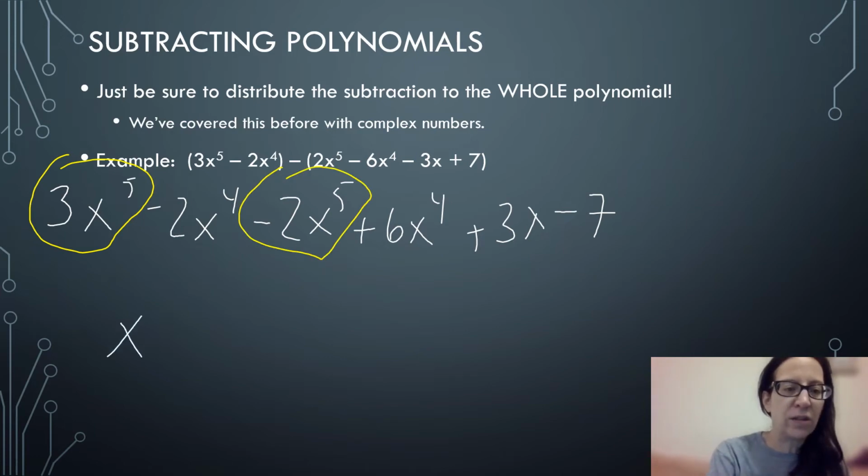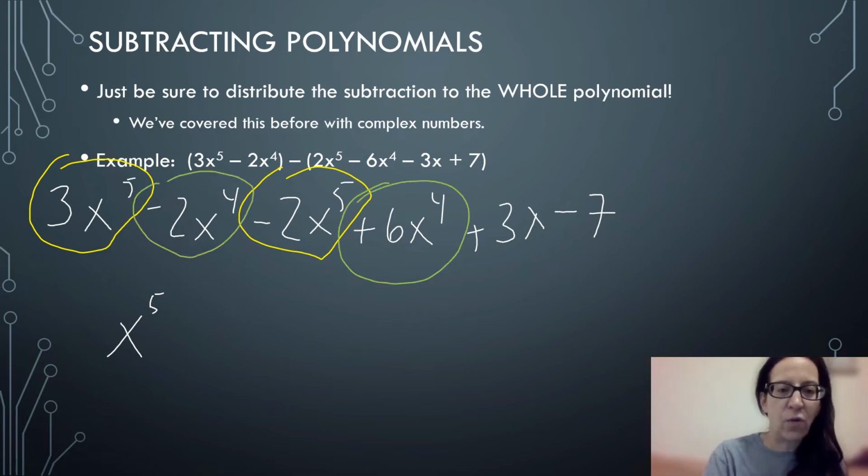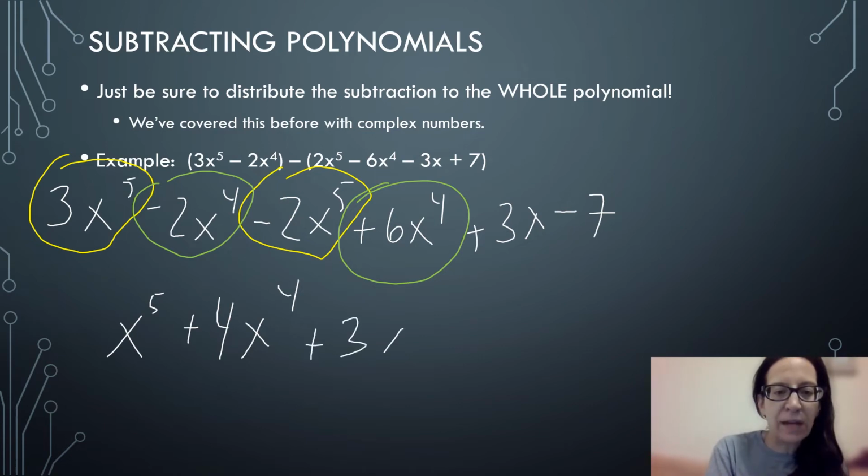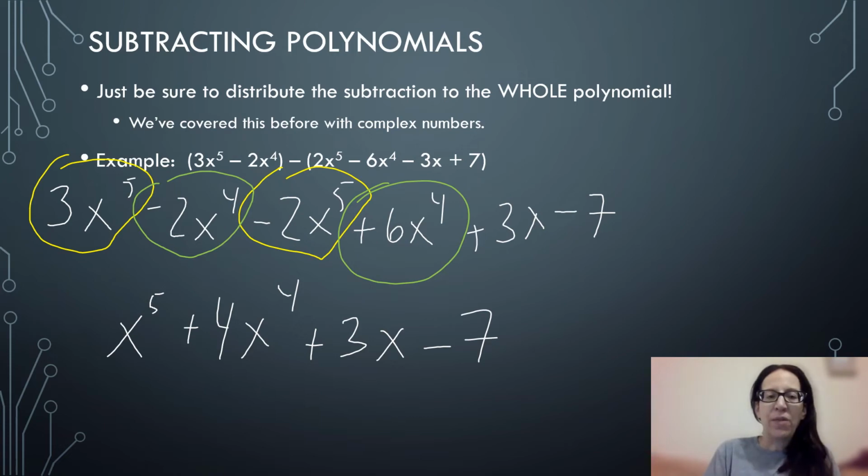So now combining our like terms, we have 3x to the 5th minus 2x to the 5th, which just gives us 1x to the 5th, or x to the 5th. We have negative 2x to the 4th plus 6x to the 4th, so that'll give us 4x to the 4th. I don't have any x to the thirds anywhere in this problem. I don't have any x squareds anywhere in this problem. So I guess we just bring down the plus 3x minus 7. There wasn't anything more to do with that particular problem.